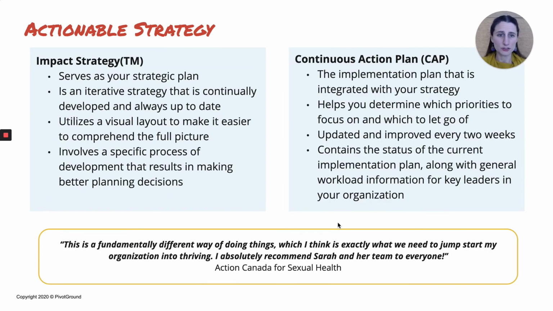Our actionable strategy is a 2-part impact strategy, which replaces your strategic plan, and a continuous action plan, which is your implementation plan. The impact strategy is an iterative strategy, which means you're going to take it a little farther into the future and improve it every 2 months. Your action plan gets broken down into 2-week chunks, and you'll know exactly every day when you get into work exactly what you need to be working on so you can achieve those big goals connected to your mission.